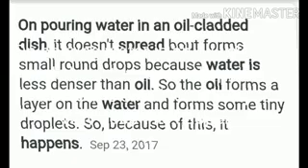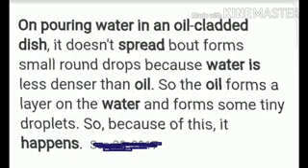The answer to this question is, water is less dense than oil. So the oil forms a layer on the water and forms some tiny droplets. So because of this it happens.